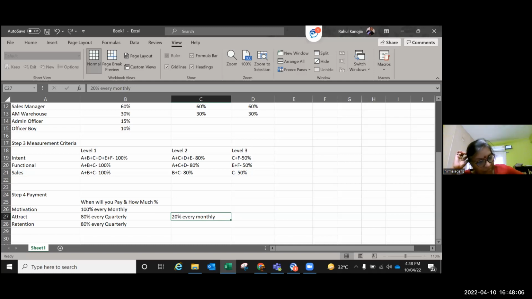Right. Okay, so that is the funda behind the payment. Did you get an insight into how you have to design an incentive plan and what are some of the things which you need to consider, all of you?